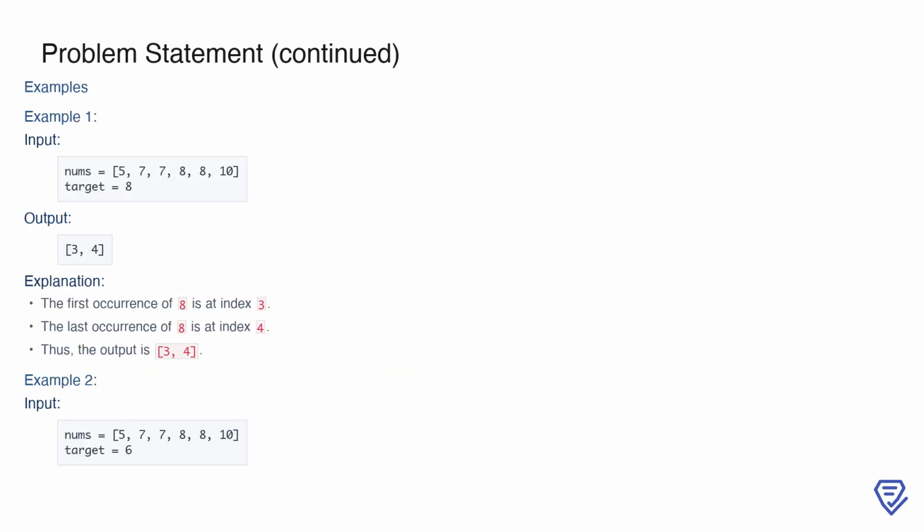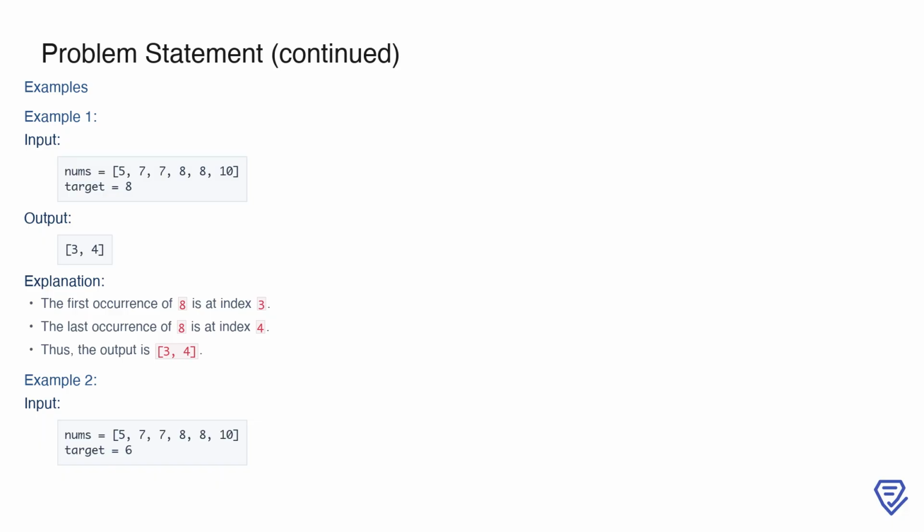Let's look at an example. Suppose the input array is nums equals [5, 7, 7, 8, 8, 10], and the target value is 8. In this case, the first occurrence of 8 in the array is at index 3, and the last occurrence is at index 4. So, the output is [3, 4]. This result tells us the range of indices where the target appears in the array.